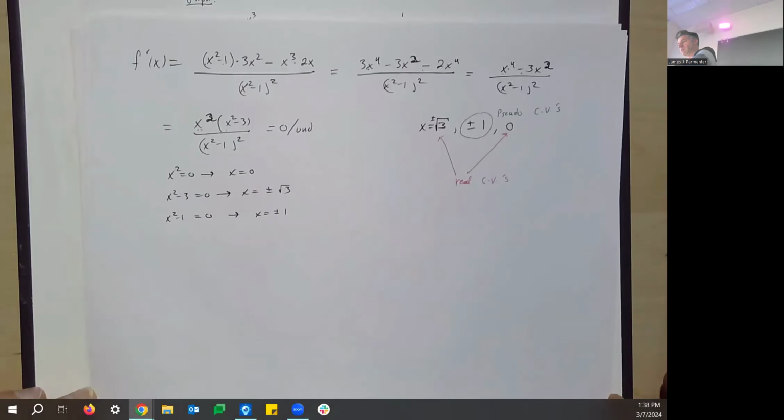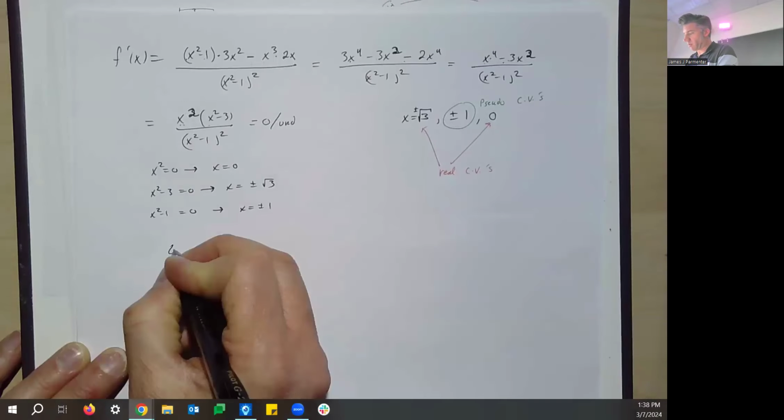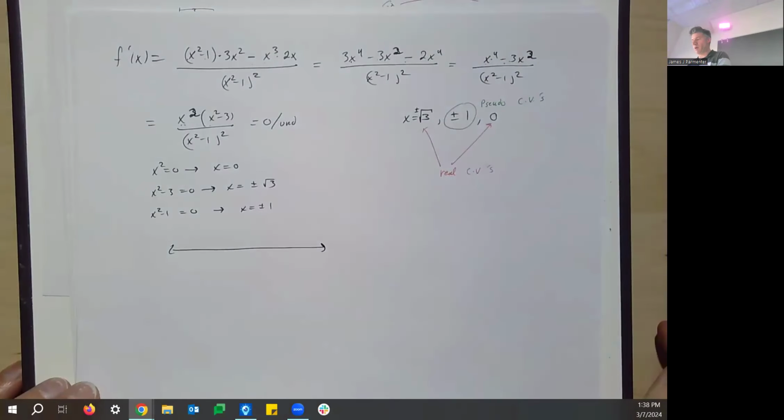Okay, so now we're going to put them on the number line, and we have to make sure we put them in the correct order. So what's my biggest critical value? 0, positive 1, or positive square root of 3? Definitely not 0. What's bigger, root 3 or 1?